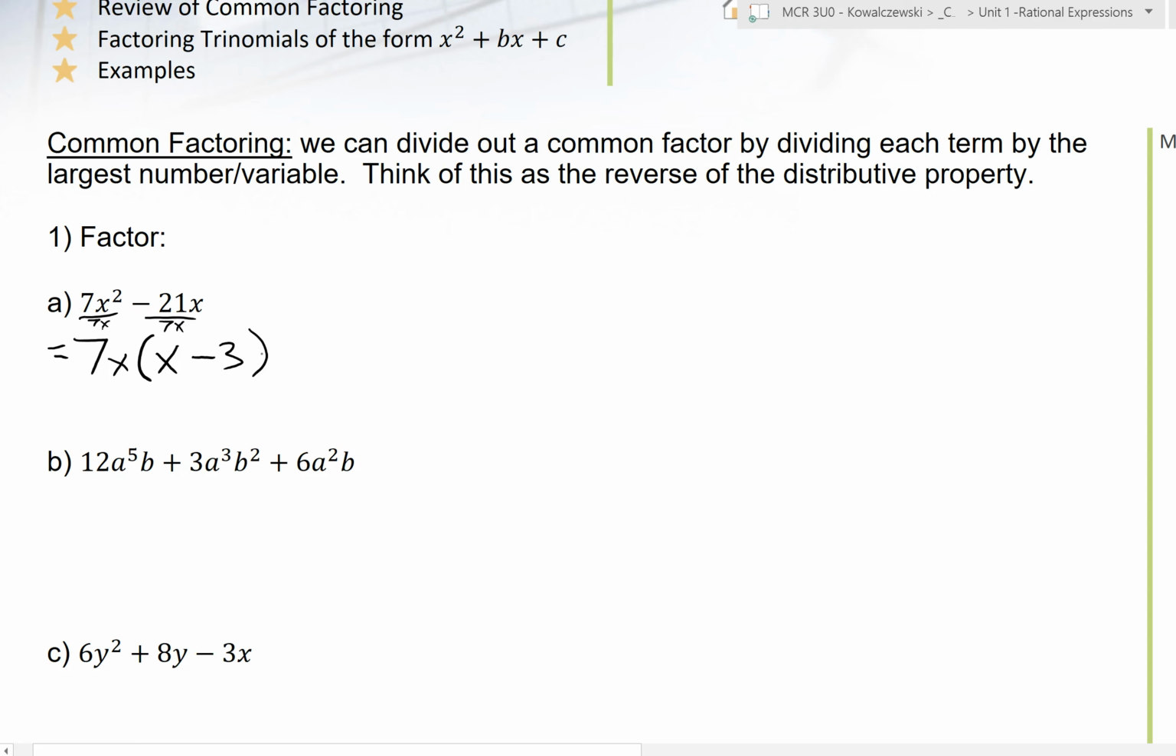Now remember how I said this is the reverse of the distributive property. What you can notice, if you multiply 7x times x, you get 7x squared. Multiply 7x times negative 3, you get minus 21x. So that's how you know if you've done this correctly. We'll go through these other two examples on common factoring in class, but that's the basics.